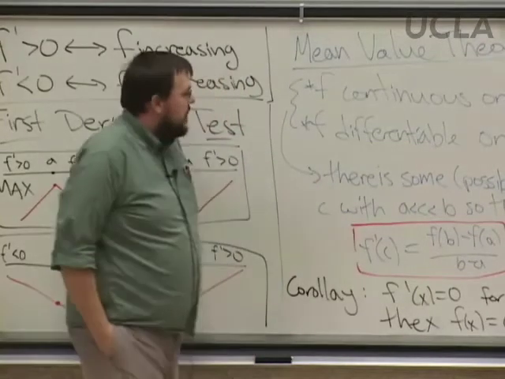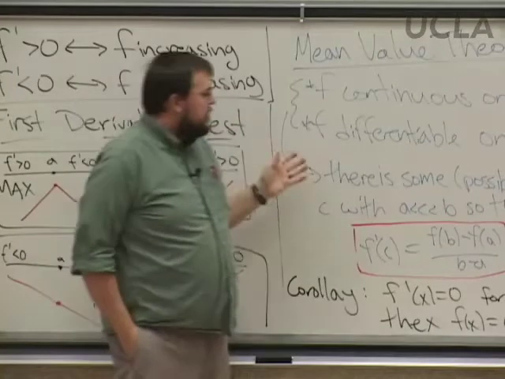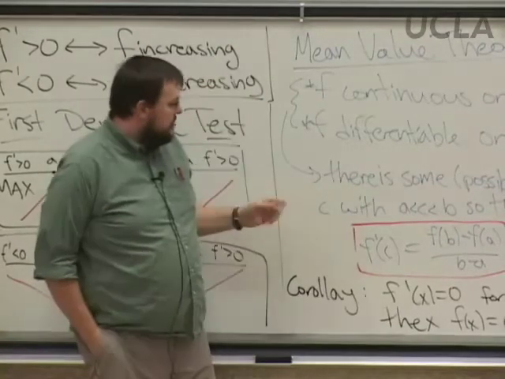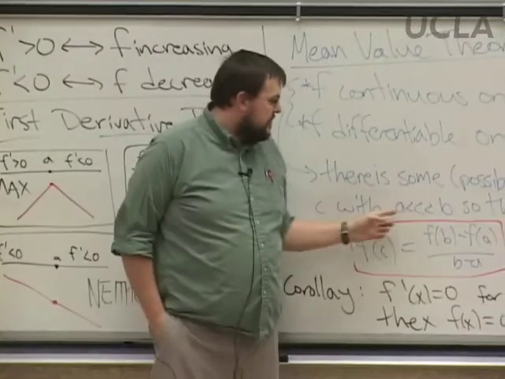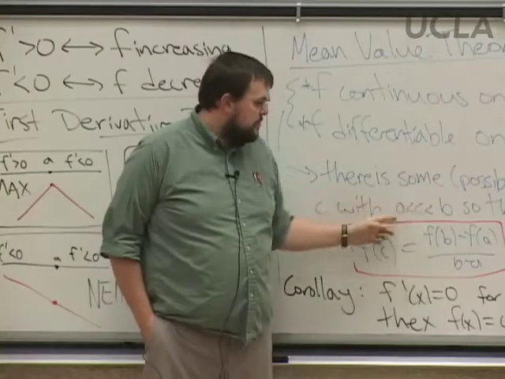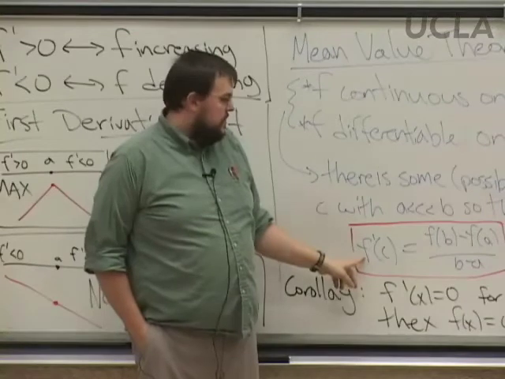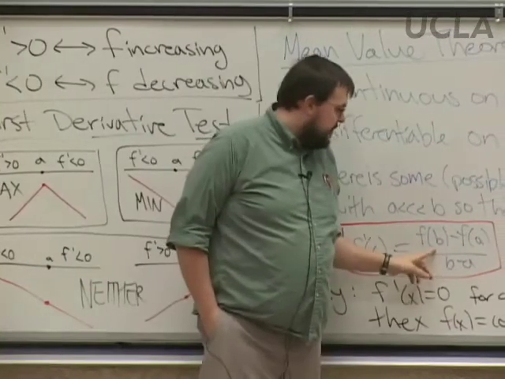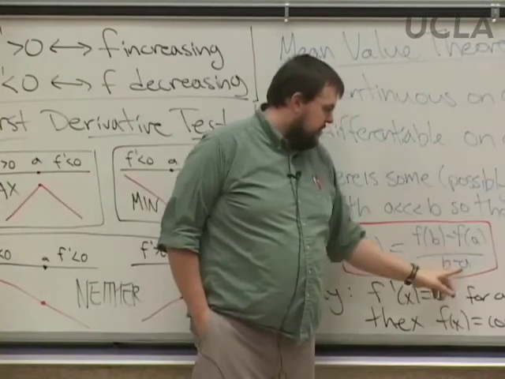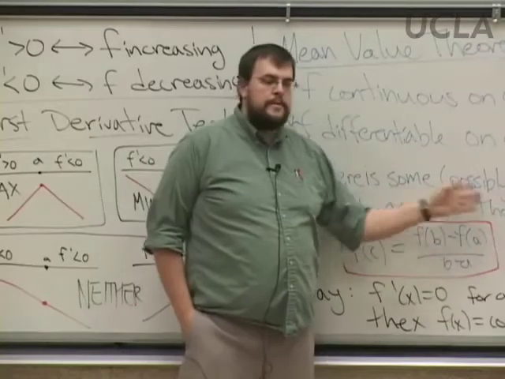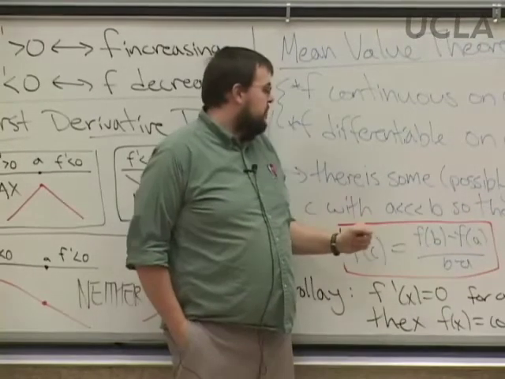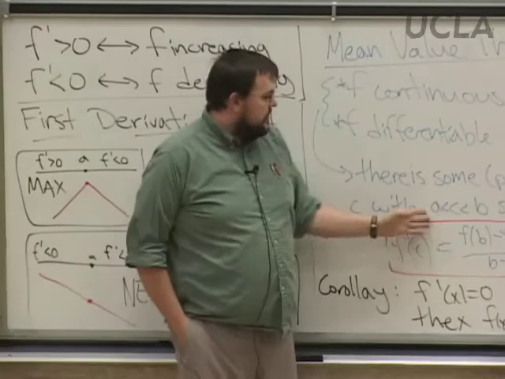And the result is, if you have these two conditions, then there is at least one, and possibly many, points c in between a and b. So there's some c lying strictly between a and b, so that if I look at the derivative at c, it's equal to f of b minus f of a over b minus a. Now this, f of b minus f of a over b minus a, is the average rate of change. This is the instantaneous rate of change.